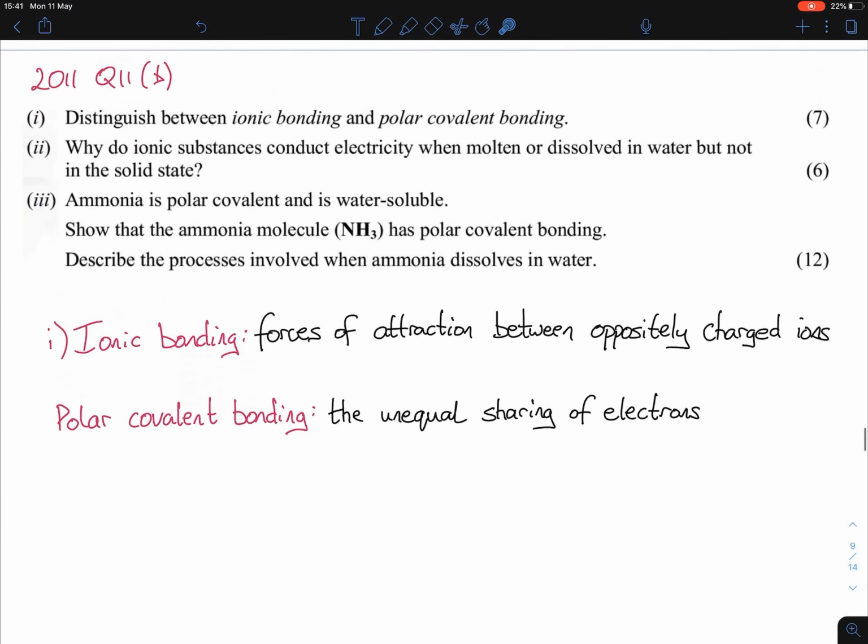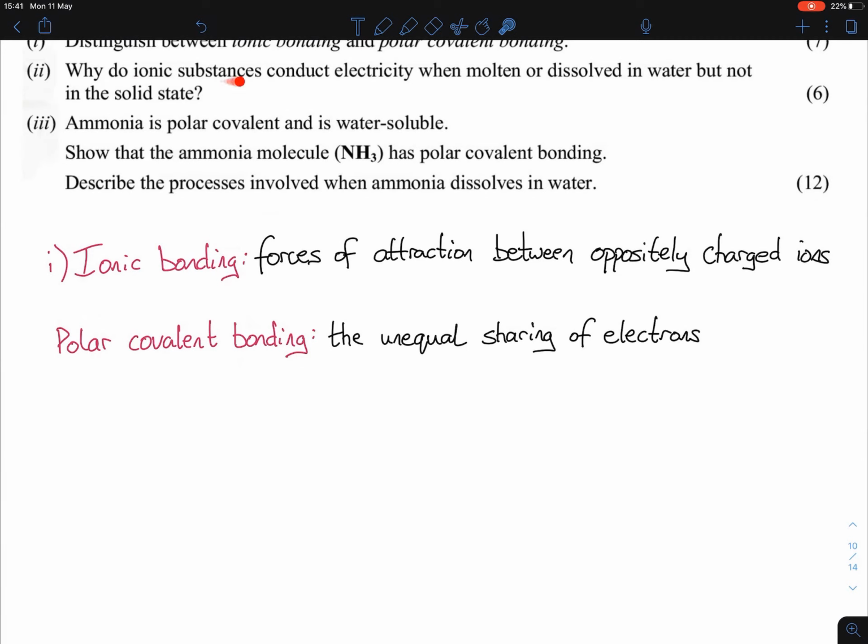Okay, let's look at 2011. So this is question 11 actually, part B. Okay, so distinguish between ionic and polar covalent bonding. So ionic is forces of attraction between oppositely charged ions. You have to turn it off. This definition doesn't come up too often. It can appear in question 4. And polar covalent bonding? Well, polar covalent bonding is the unequal sharing of electrons. So therefore you have a dipole present.